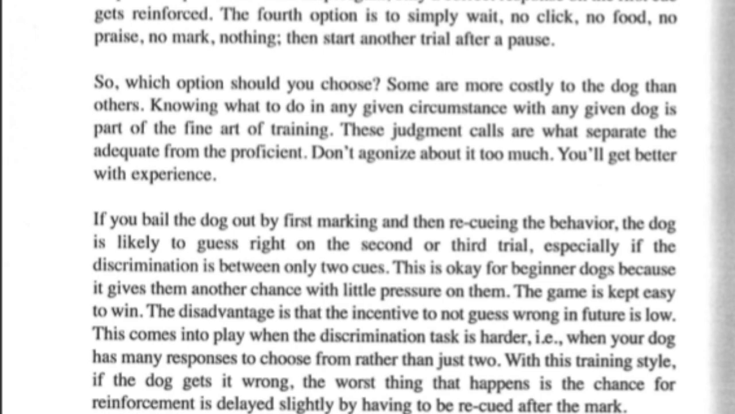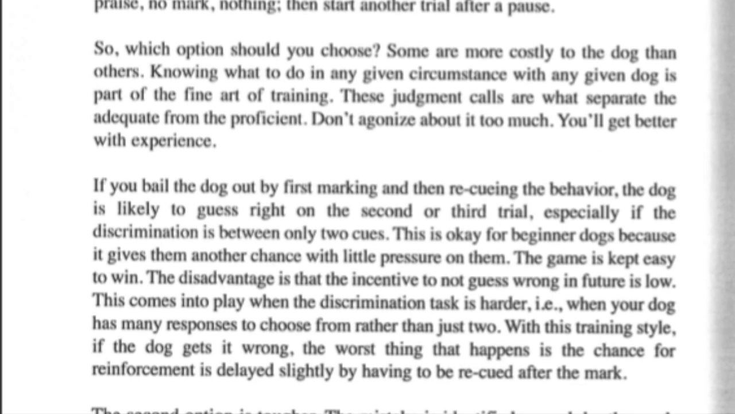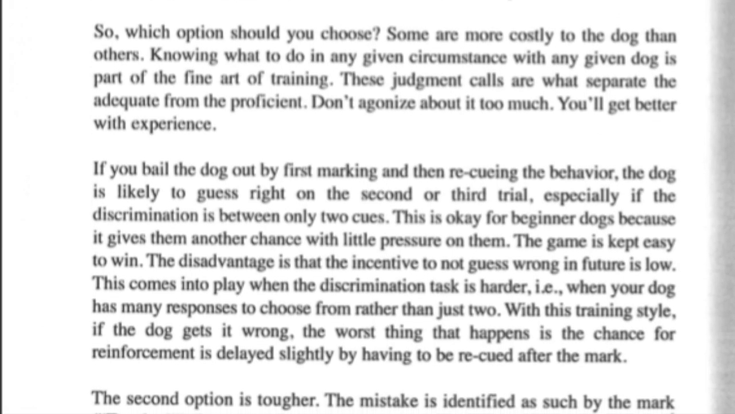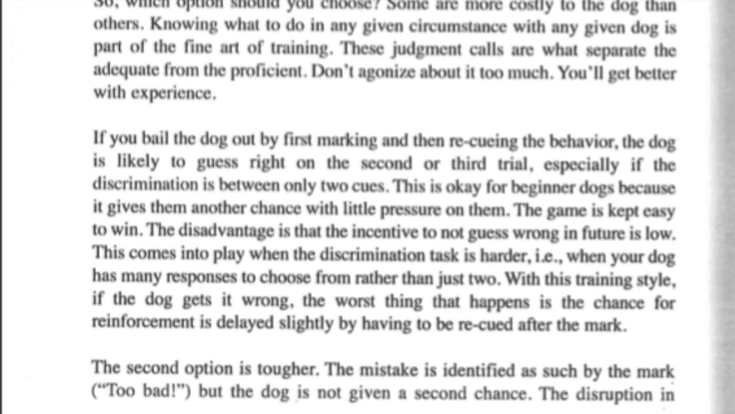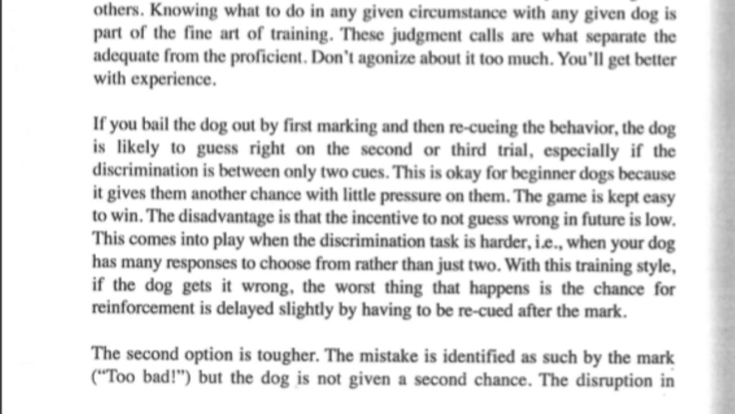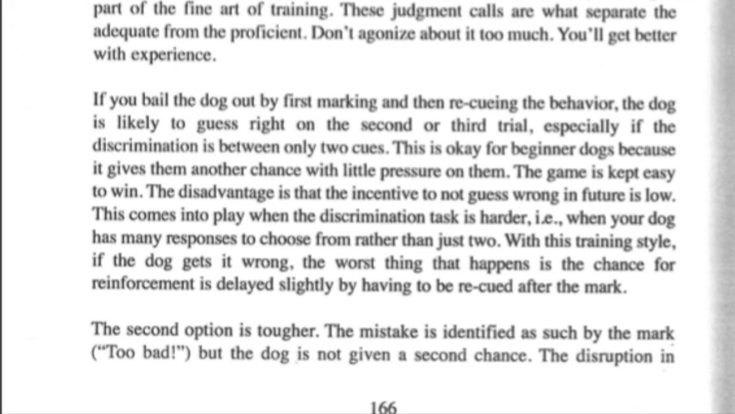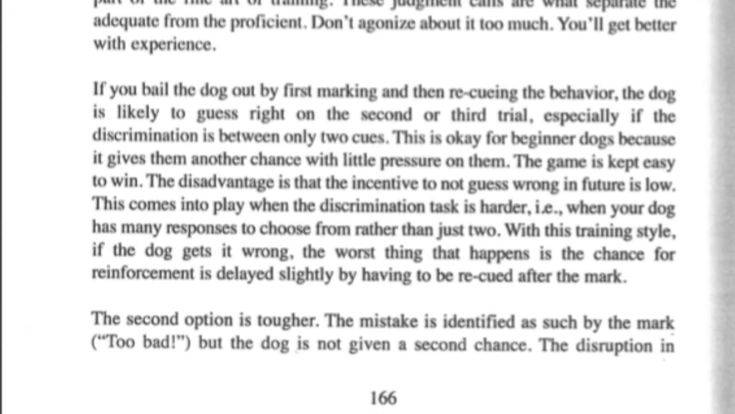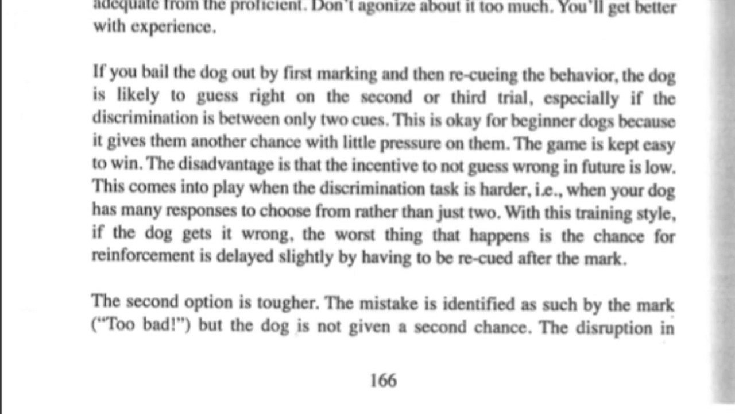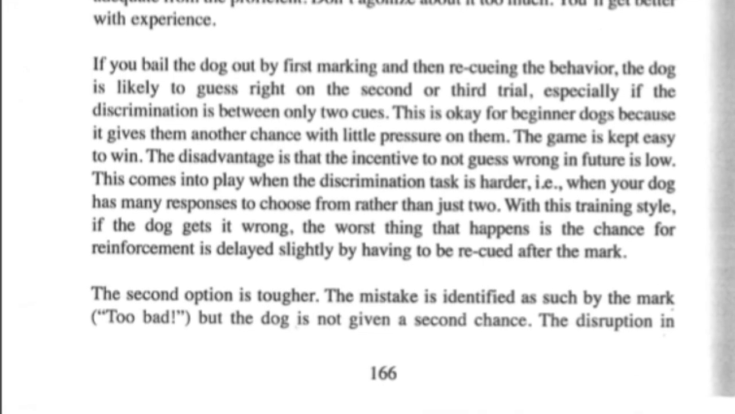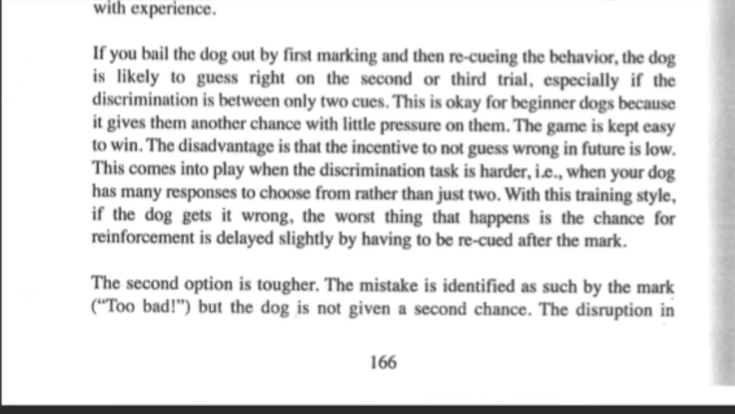If you bail the dog out by first marking and then re-cueing the behavior, the dog is likely to guess right on the second or third trial, especially if the discrimination is between only two cues. This is okay for beginner dogs because it gives them another chance with little pressure on them. The game is kept easy to win. The disadvantage is that the incentive to not guess wrong in the future is low. This comes into play when the discrimination task is harder, i.e., when your dog has many responses to choose from rather than just two. With this training style, if the dog gets it wrong, the worst thing that happens is the chance for reinforcement is delayed slightly by having to be re-cued after the mark.